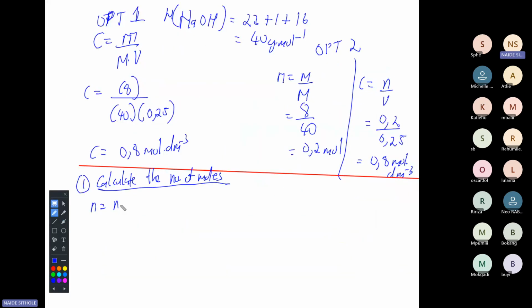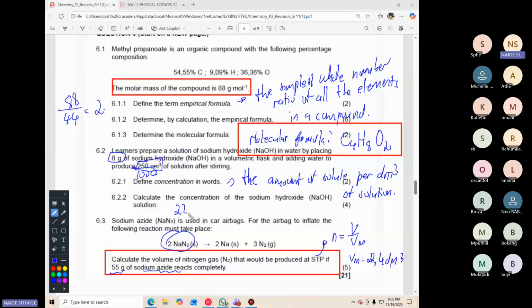Then sodium azide weighs about 55 grams. So n is equals to mass over the molar mass. We put the 55. Then we want the molar mass of sodium azide. Sodium is 23. Nitrogen is 14, but then there's 3 of the nitrogens there. Remember, this 2 is not involved when you calculate the molar mass. Do not make the mistake of putting the 2. That 2 is only for balancing the equation. We won't use it to calculate molar mass. Then 65 grams per mole.